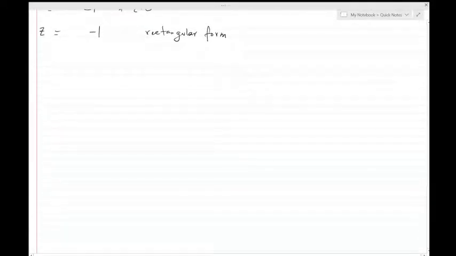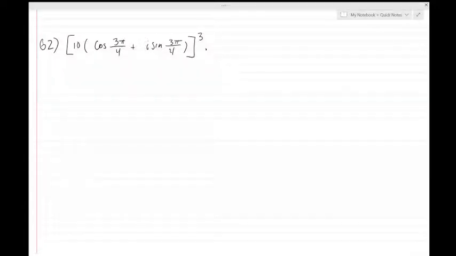Okay, number 62 is the same thing. We're looking for the power, right? We're raising this complex number to some power, and in this case we have cosine 3 pi over 4 plus i sine of 3 pi over 4, and all of that to the power 3. So once again, we want to leave the answer in rectangular form, just because those are the indications of the problem. Okay, so let's go ahead and go with it.